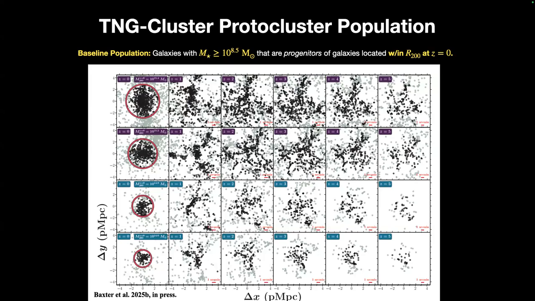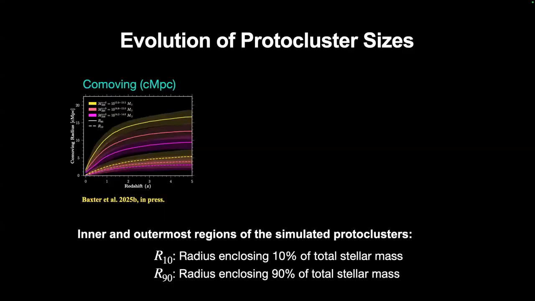All the galaxies above 10 to the 8.5 that are progenitors of the galaxies located within the cluster at redshift 0. So this is the evolution of the size of the protocluster. This is the co-moving radius as a function of redshift. This is redshift 0 to 5, and this is a co-moving radius from 0 to 20. And again, this is split into the 3 different redshift 0 halo mass bins. The solid line here is the radius enclosing 90% of the total stellar mass, and the dashed line is R10, which is the radius enclosing 10% of the total stellar mass.